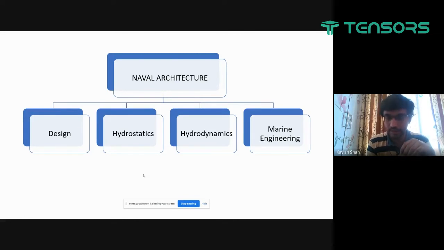Marine engineering is a very broad field, I can say. It's not very clearly defined in those terms. But marine engineering involves anything related to different kinds of propulsion or different kinds of instruments that we can use in the ship, and all those things.